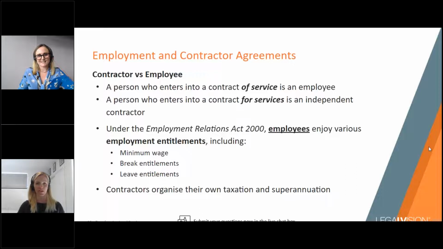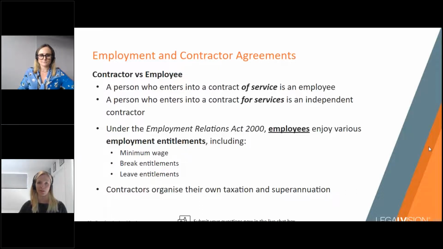So employment and contractor agreements, again, another key commercial agreement you will most likely enter into if you run a business. There are some key differences between contractors and employees. A person who enters into a contract of service is an employee, and a person who enters a contract for services is an independent contractor.